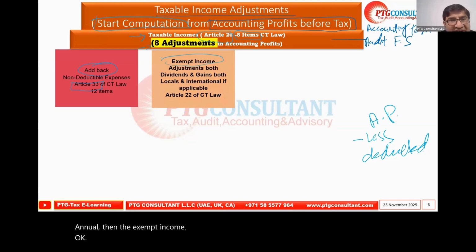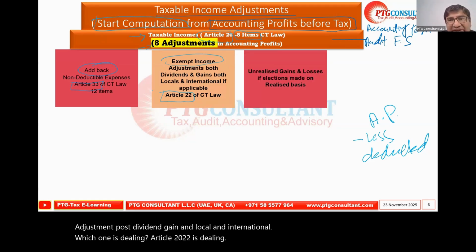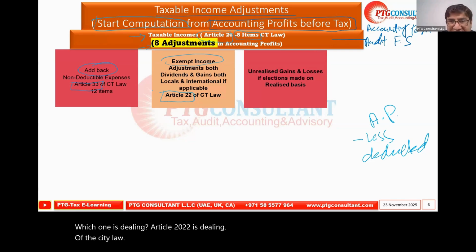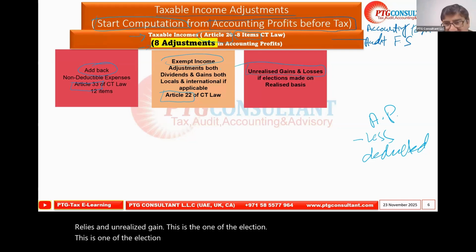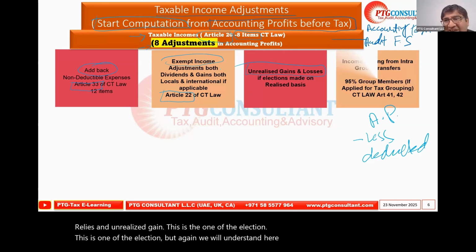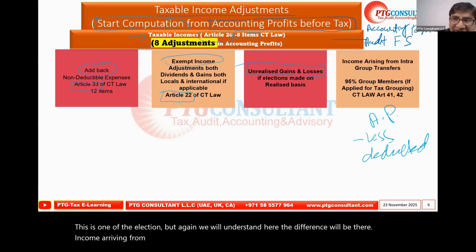Adjustment for both dividend and gain, local and international. Which one is dealing with this? Article 22 is dealing with it in the city law. Realized and unrealized gain, this is one of the elections. This is one of the elections, but again, we will understand the difference there. Income arising from the intra-group transfer. If there is any income arising from intra-group, we are going to understand that as well.